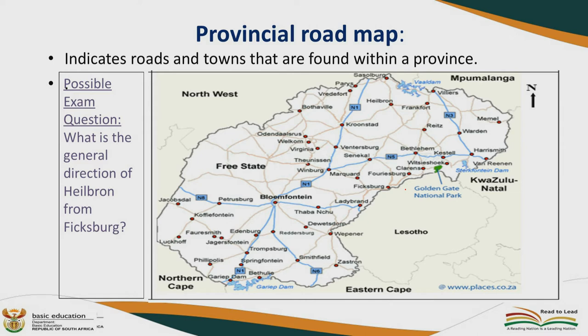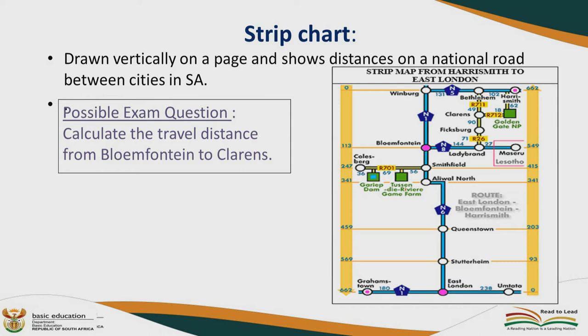And then we have a strip chart. This is one map that most of the learners are not doing well in. And this is the map that we start doing actually in grade 11. So in grade 10, you did not see it. When you get to grade 11, that is where you start seeing a strip chart. It is drawn vertically on a page and it shows distances on a national road between the cities.